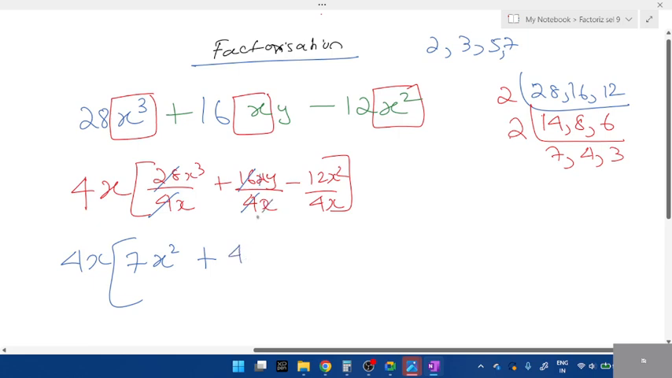Very good. X and x gets cancelled. 4y. Minus 4 ones are. What is x2 minus x1? 3x, right? This is the answer. Okay. So don't copy. Try to do it. Cross check. I'll give you one question. Try this.